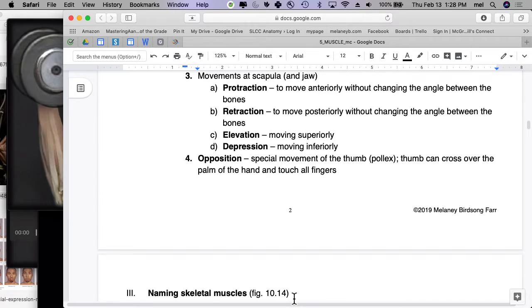Because you guys can see elevation and depression of the scapula, right? Hold my limbs relatively stationary and elevate the scapula, depress the scapula. Elevate, depress. Yeah? So where do you imagine you're going to find a muscle responsible for elevating the scapula? Posterior surface and elevate the scapula. Superior surface, right?